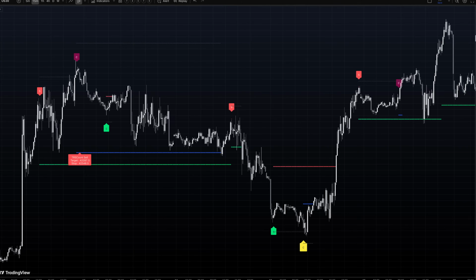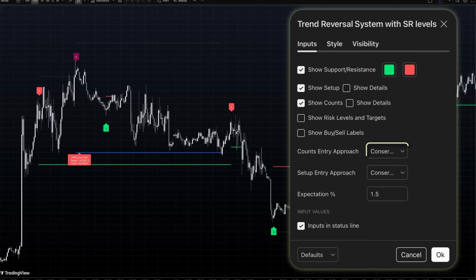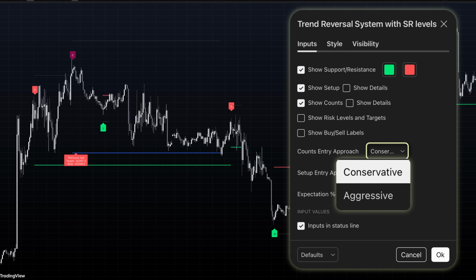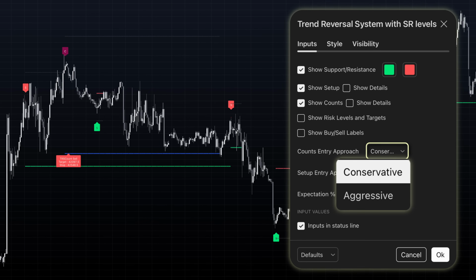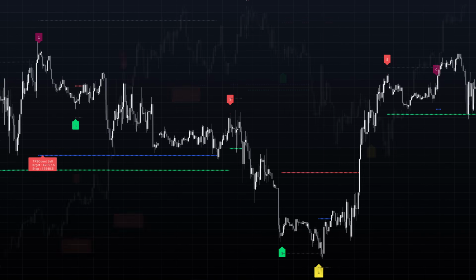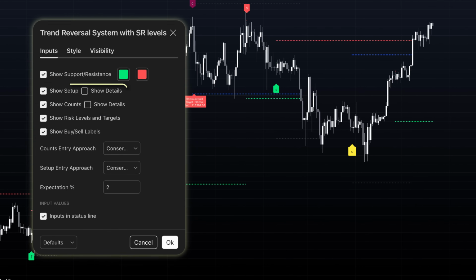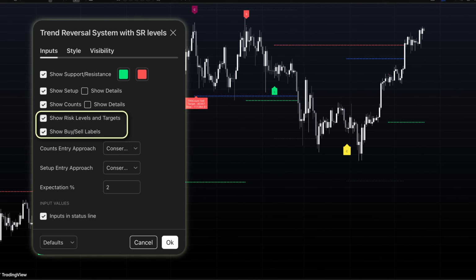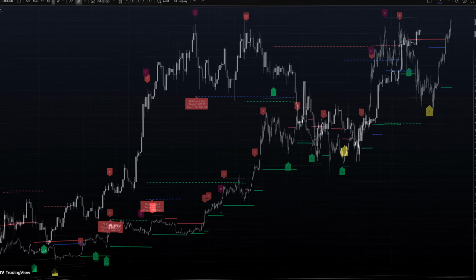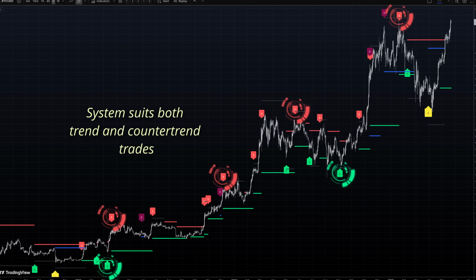For risk management, the indicator automatically calculates stop levels and potential targets based on true range and significant price points. It offers 2 entry approaches, conservative and aggressive, allowing traders to choose between waiting for additional confirmation or entering at the initial signal. The visual elements include colored markers for setup and countdown progression, along with optional buy-sell labels displaying targets and stop levels.